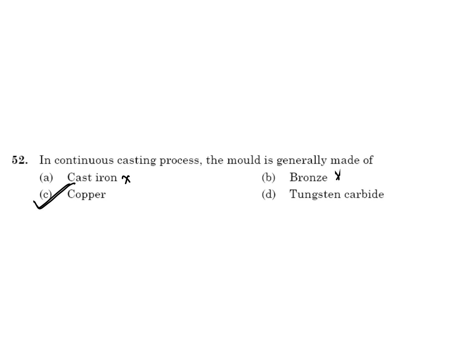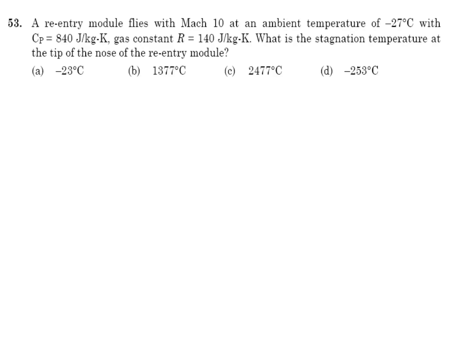A re-entry module flies with Mach number 10 at an ambient temperature of minus 27 degrees Celsius with Cp equal to 840 joule per kg Kelvin. Gas constant R equal to 140 joule per kg Kelvin. What is the stagnation temperature at the tip of the nose of the re-entry module?